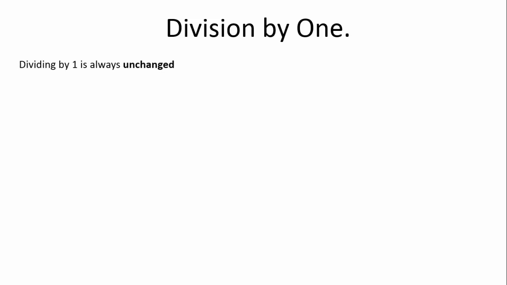Let's look at division by 1. Again, I'm going to start off by telling you the rule. Division by 1 is always unchanged. Okay, so what I mean by that, 23 divided by 1 is equal to 23. It is unchanged. What is 1 divided by 1? That is equal to 1. It's a whole. What is 452 divided by 1?